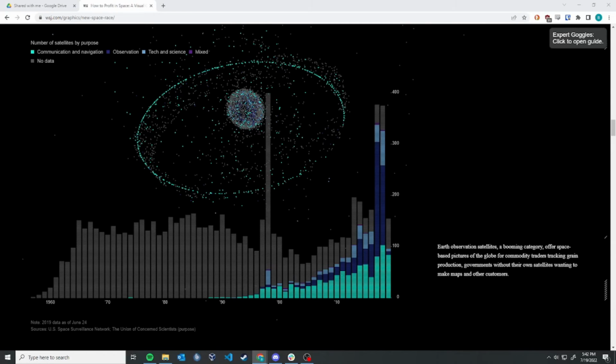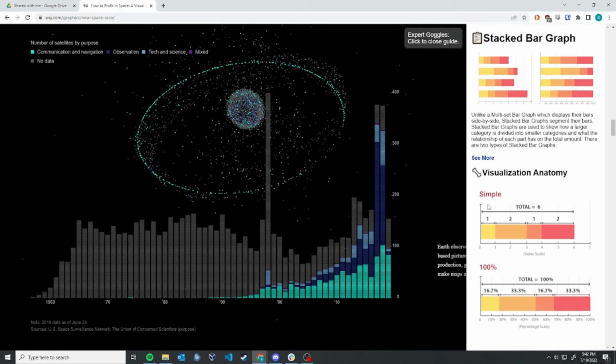On the other hand, consider the case where David has expert goggles. Expert goggles would automatically detect the visualization and classify it using a machine learning algorithm. By clicking the button and looking at the anatomy of a stacked bar chart presented by expert goggles, he can clearly see that the placement of the individual stacks within a stacked bar chart does not in any way correspond to their magnitude.